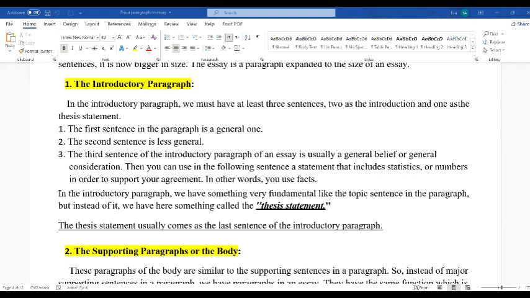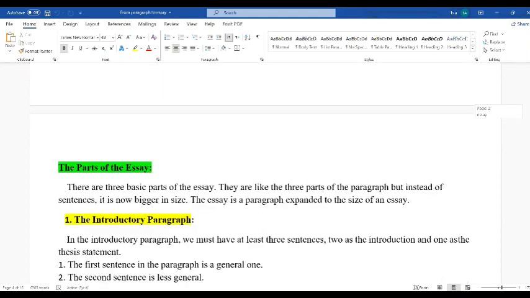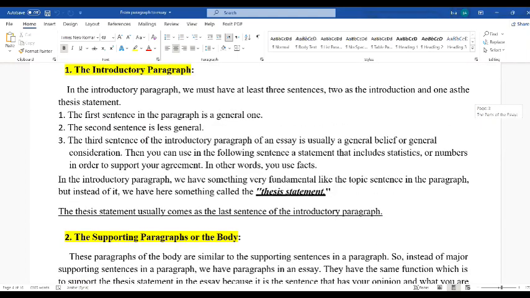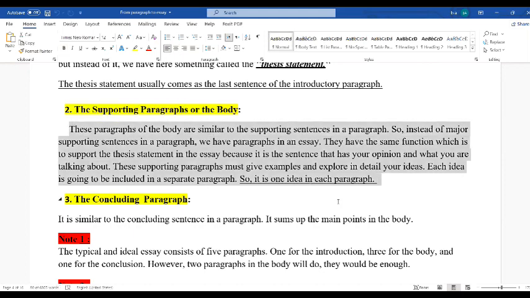So let's move to the supporting paragraph, the second part of the essay. The first part was the introductory paragraph. The second part is the supporting paragraphs, or the body. Yes, please. Who can read? I can. Yes, Asala, go ahead.